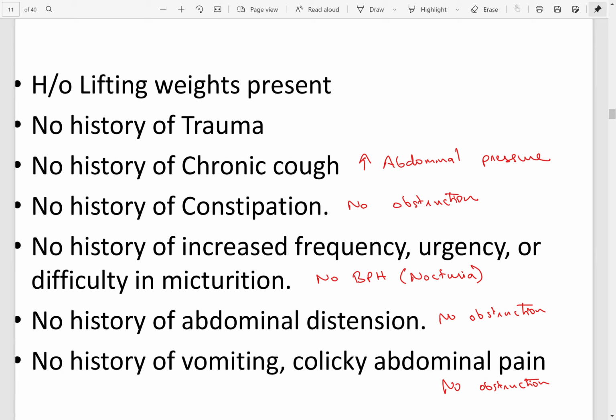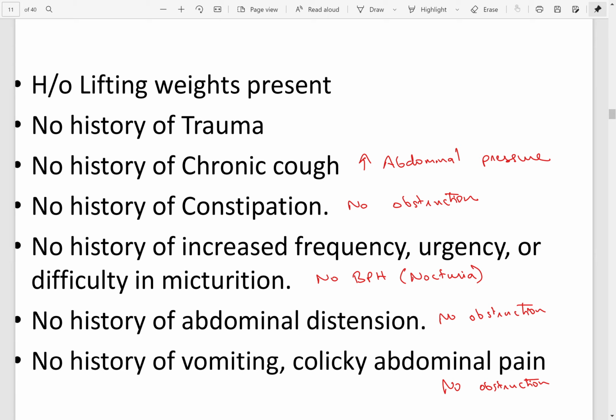And then no history of chronic cough, so any lung disease which constantly increases the abdominal pressure can also be a cause of hernia. And then no history of constipation, so there's no obstruction in this case, so he's able to pass flatus and feces properly, and there's no problem with the GI system. So no history of increased frequency, urgency or difficulty in micturition.